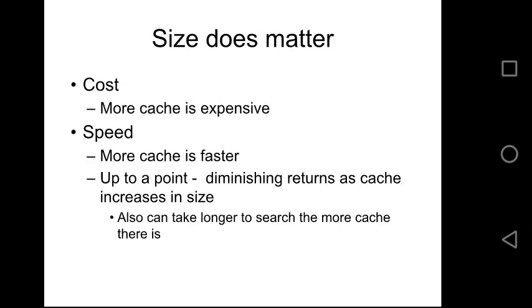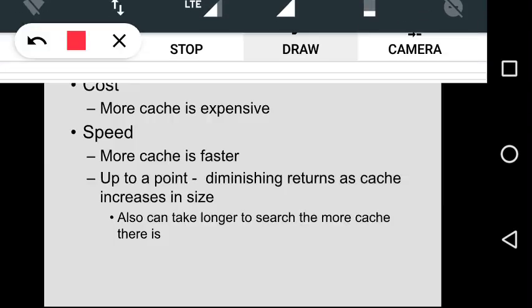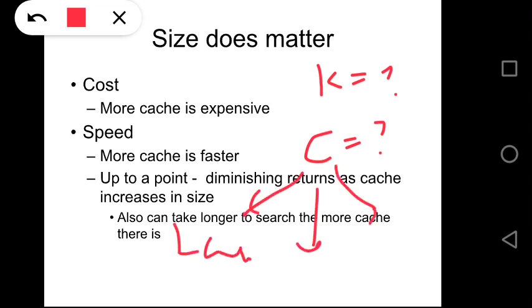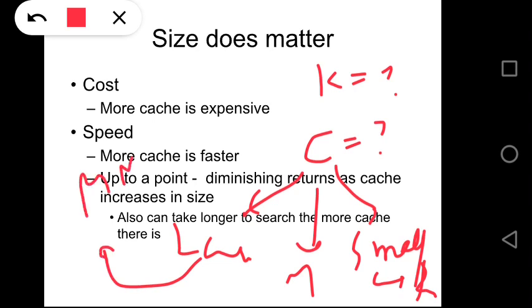So the size matters. How does it matter? More cache is expensive. So size means, what should be the C value? Yes, our guess was correct. What should be the C value? What should be the k value? Whether C can be large, medium, or small. If it is small, it is like registers. If it is large, it is like main memory. So it should be medium. But what is that medium?